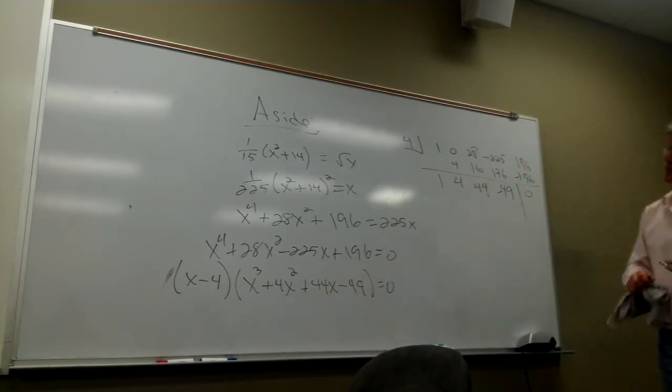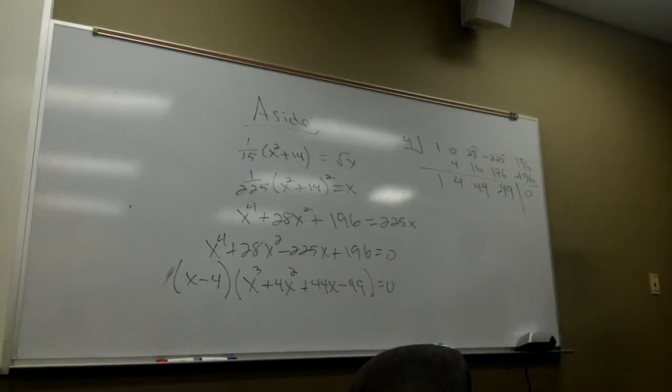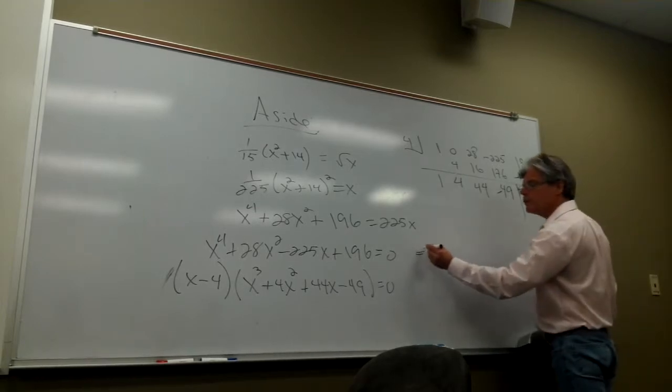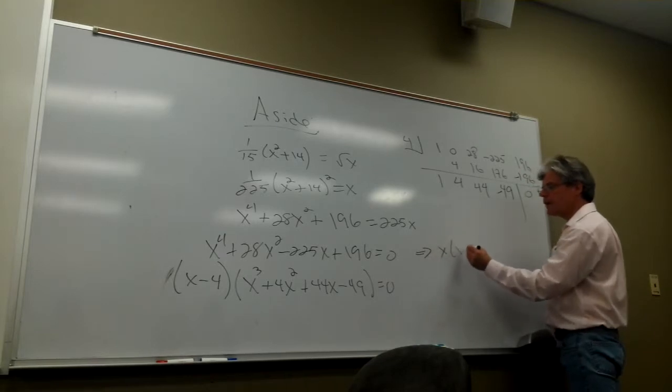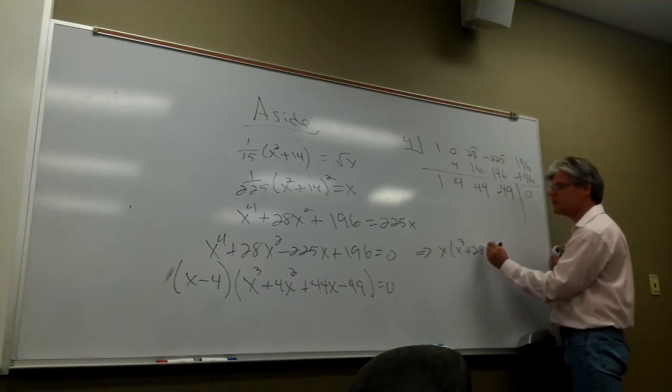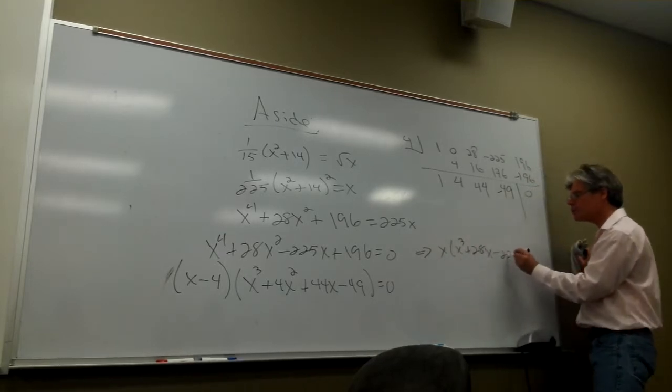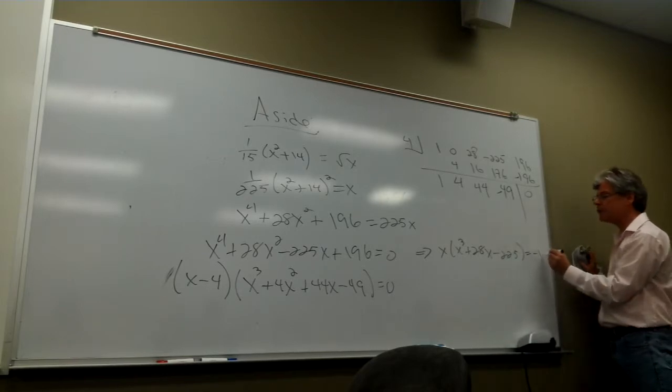Yes, I'm listening. Would it be completely wrong to, on the top equation right there, where it's still x to the fourth, just subtract the 196 and then factor out an x? Would one of the values of x be 196, or is that completely out? Unfortunately not, because if you were to play that game, you would have x times x cubed plus 28x minus 225 being equal to negative 196.